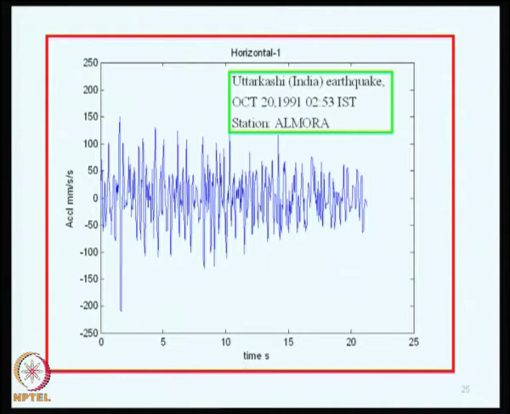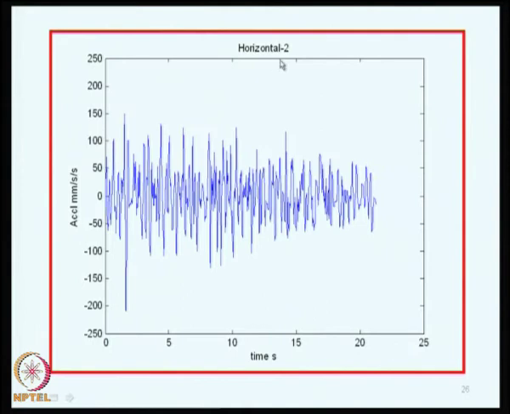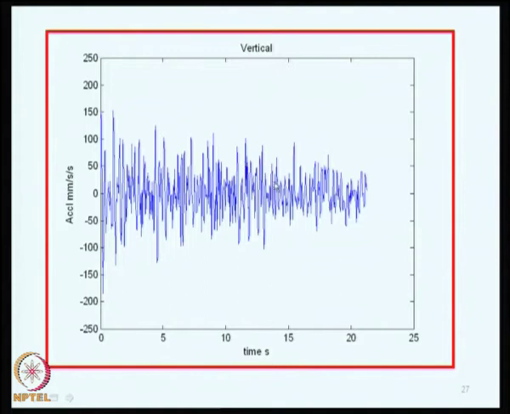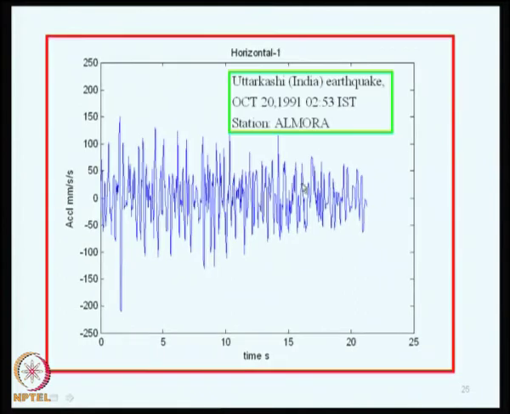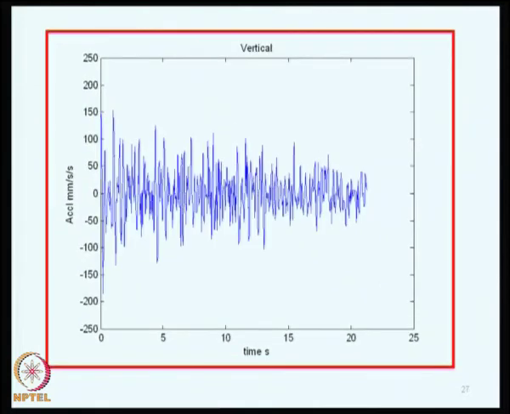I am just showing, for the sake of illustration, instrumentally recorded ground acceleration in one of the events in India. This is one of the components in the horizontal plane. Y axis is acceleration in millimeter per second square, and this is time. This is the second component, this is the vertical component. So, these are instrumentally recorded ground accelerations using triaxial accelerometers. So, we can expect that we will be having this type of data in the event of an earthquake, and our objective is to model these three components as a vector random process.